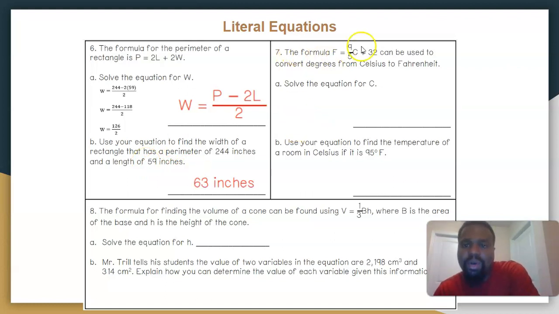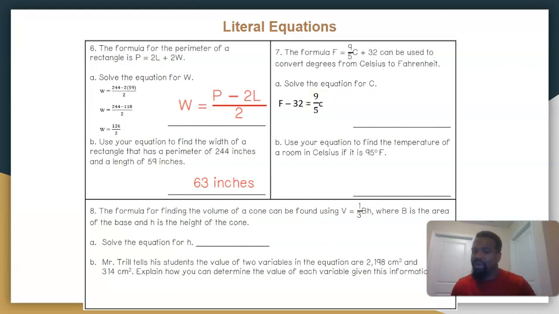For this one, I've got the formula here, converting Celsius to Fahrenheit. I want to get C by itself. So the first thing I need to do, I need to move 32 over to the left side. So I'm going to subtract. I get F minus 32 equals 9/5 C. Now I want to get rid of 9/5 and move it over to the left side. So this is saying 9/5 times C. So to get rid of 9/5, I have to divide by 9/5.